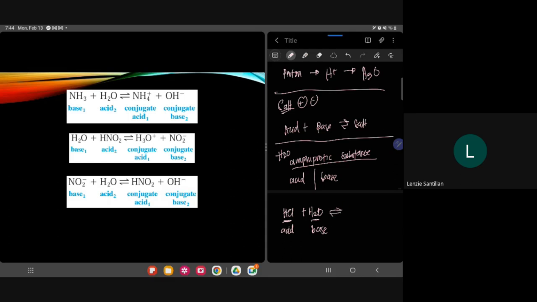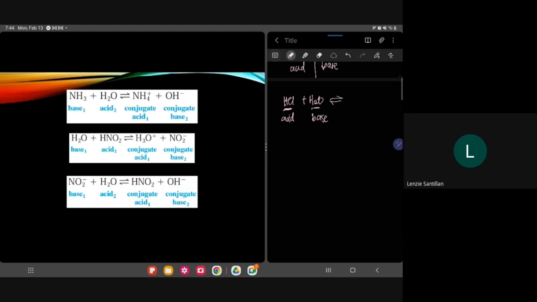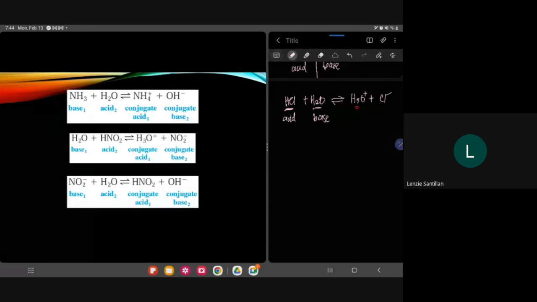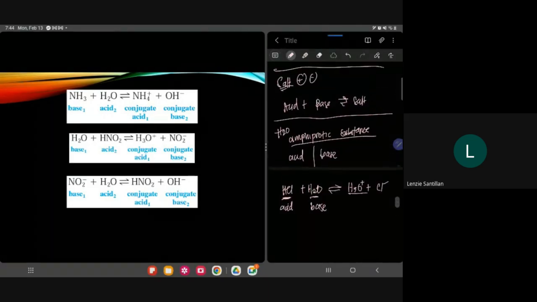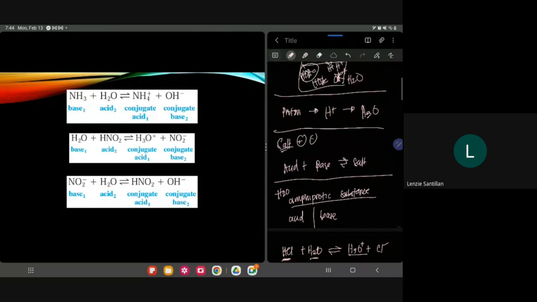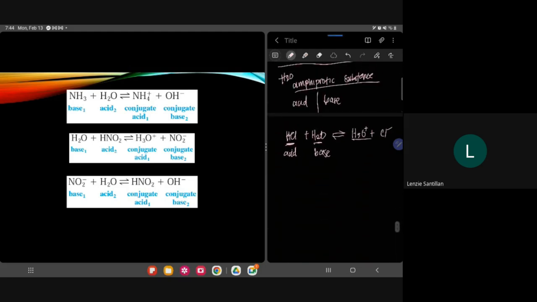Okay, so as a result of this reaction, you will form H3O plus and chloride. In this case, H3O can also be abbreviated as your proton. This one is your hydronium. As I was saying a while ago, it can be called interchangeably proton, hydrogen, or hydronium. So chloride will be your conjugate base. Okay, understood? This one is an acid and water acts as a base. Then H3O will always be your conjugate acid. And this chloride will be your conjugate base. So how will you know if it's a conjugate acid or conjugate base?